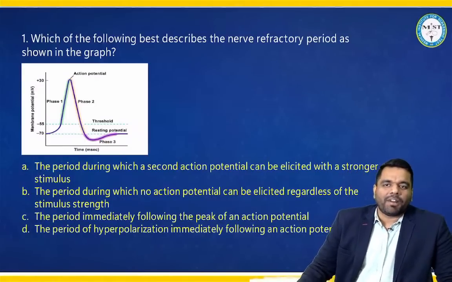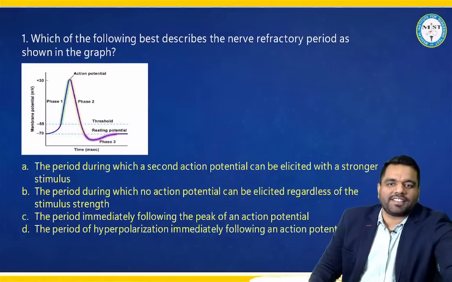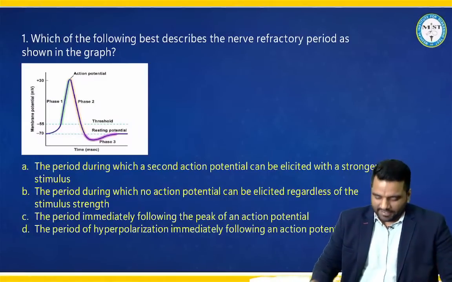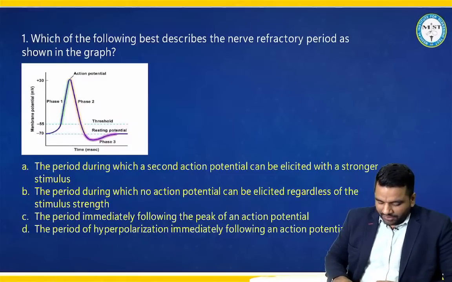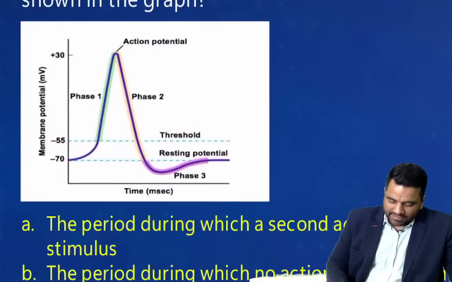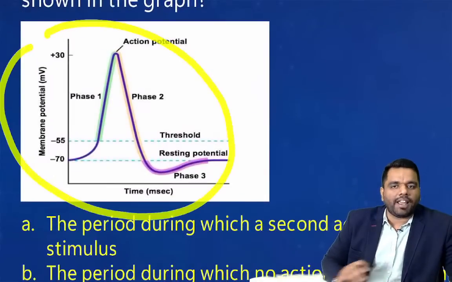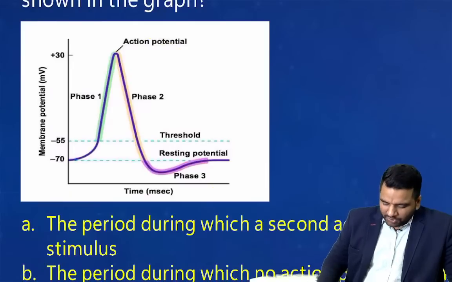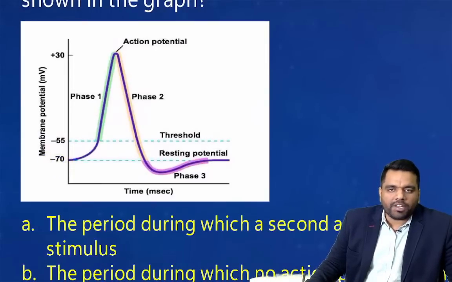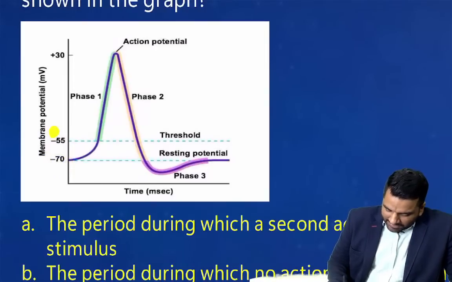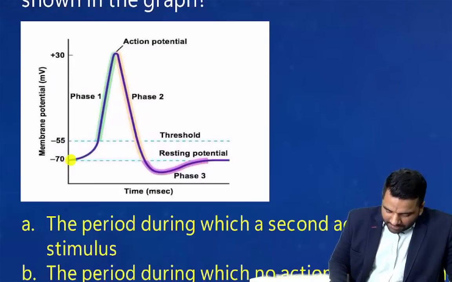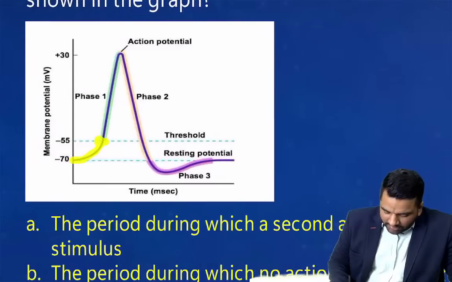But what is the question asking? The question is asking which of the following best describes the nerve refractory period. In this graph, you can clearly see that this is the nerve action potential graph. This minus 70 is the resting membrane potential of the nerve fiber. This minus 55 is the threshold value. Initially, the resting membrane potential will reach up to the threshold value.